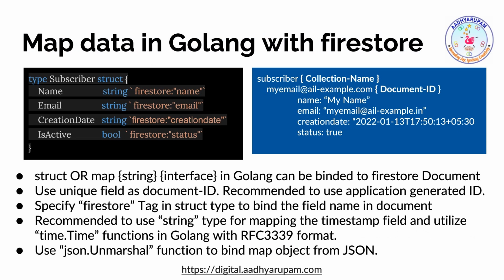Now, application data needs to be mapped to a Firestore document, which is a JSON-like data model grouped under a collection. To map application data with a Firestore document, we need to define a struct or map object in the Go application. Every Firestore document in a collection has a unique document ID. Hence, it is important to decide a unique ID in our data model. We recommend using an application-generated ID as the document ID to utilize efficient querying and create, read, update, delete operations.